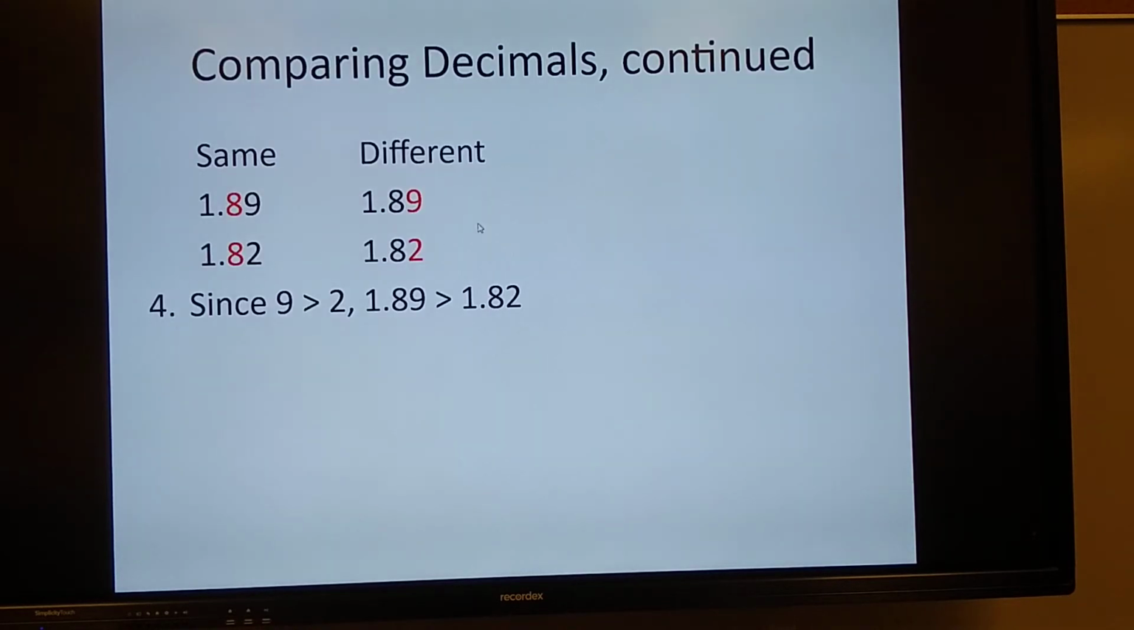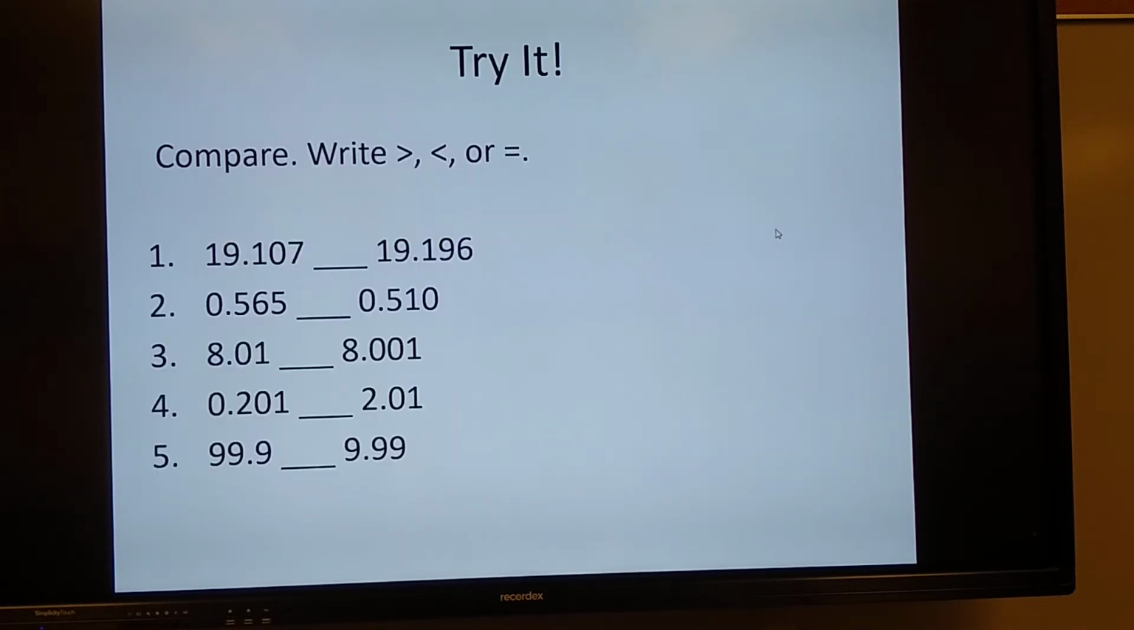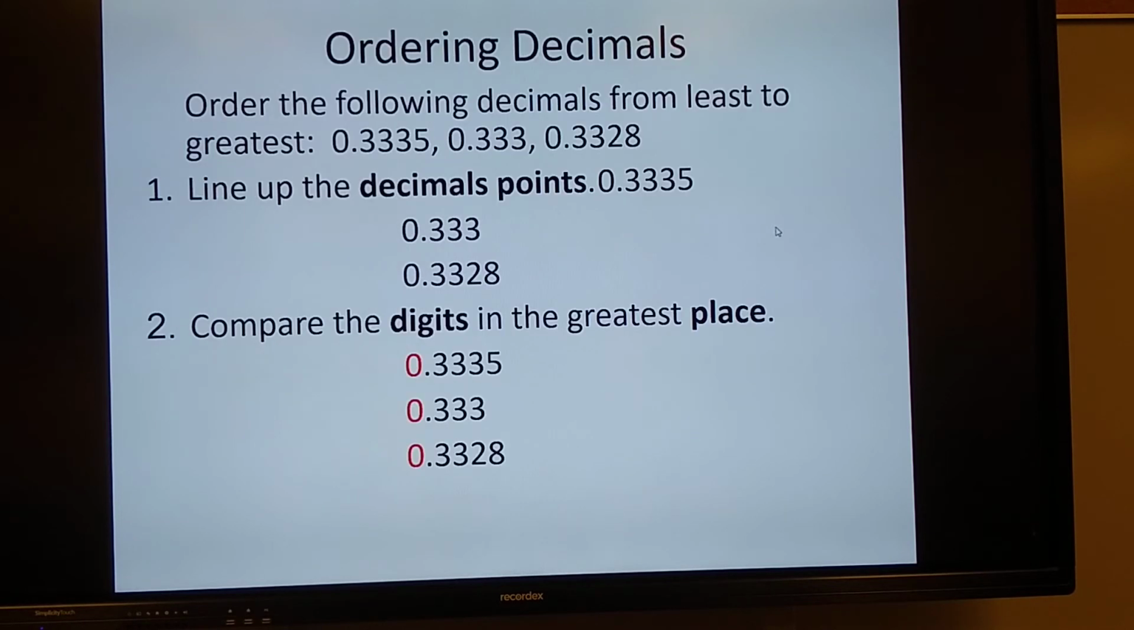And we went over this example. We finally found in the hundreds place two numbers that were different. The 9 was the biggest number, so that made this number 1 and 89 hundredths greater than 1 and 82 hundredths. That's just a quick review. We're going to be practicing that more today and all this week, and of course you'll have a test on it. And we did all these problems. You don't have to do these problems now. We did them yesterday. Now, let's talk about ordering decimals.